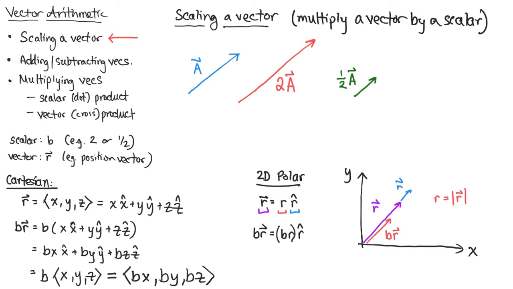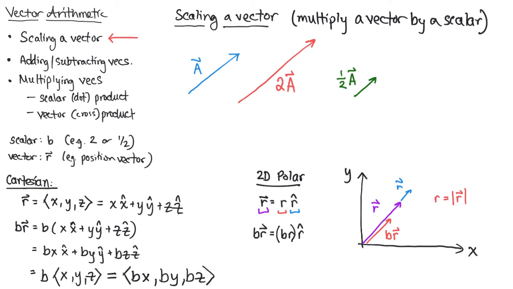Now, I've said that the scaling doesn't change the direction, but there actually is a way to change the direction. And think about the sign of b. So far, in all of the examples we've done, this scaling factor, in this case b, has been a positive number. What happens when b gets negative?